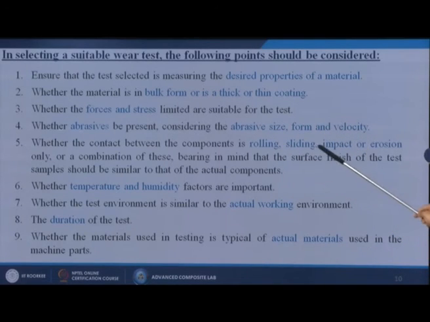These all are the input parameters for measuring this kind of wet test. Whether the contact between the components is rolling, sliding, impact or erosion only, or a combination of these, bearing in mind that the surface finish of the test samples should be similar to that of the actual components, whether temperature and humidity factors are important, whether the test environment is similar to the actual working environment, the duration of the test, and whether the materials used in testing are typical of actual materials used in the machine parts.